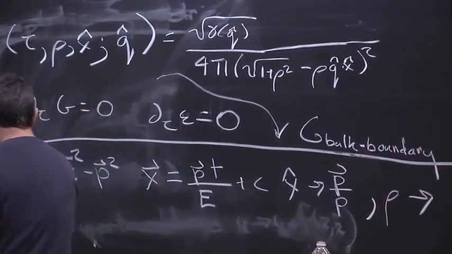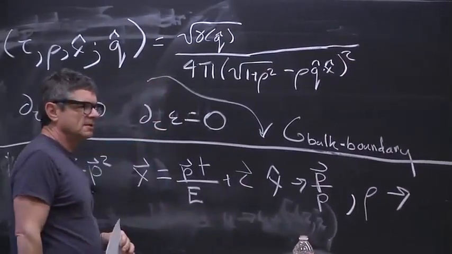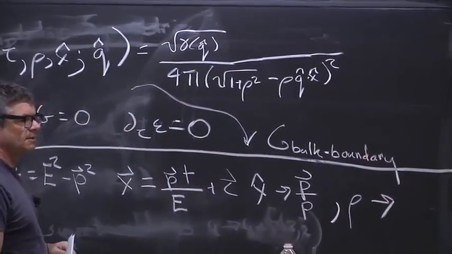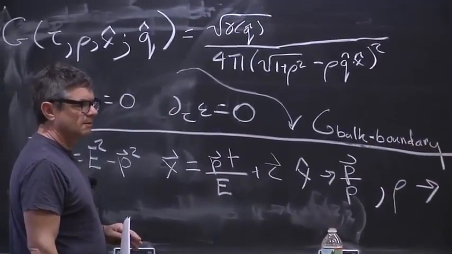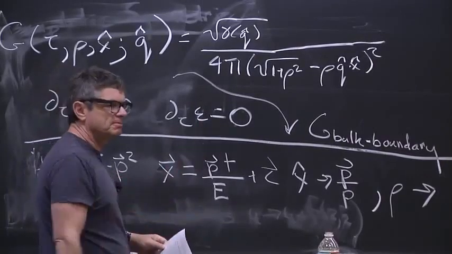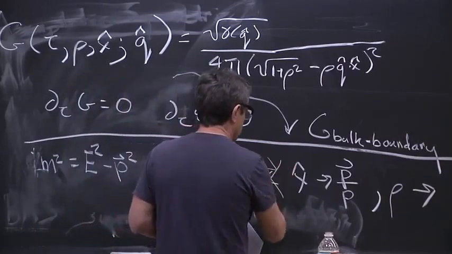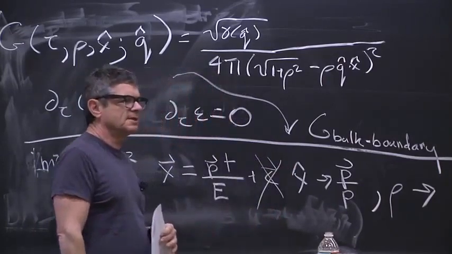Well, some vector, right? At t, wherever it is at t equals zero. I mean, it's just a free particle. But we don't care about this because we're going to late t.